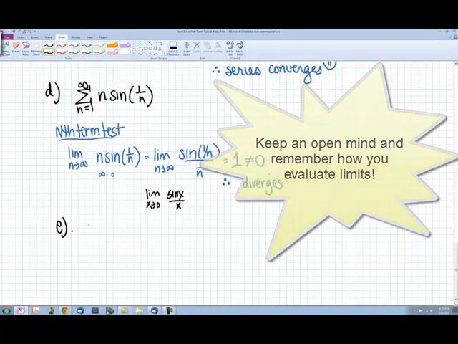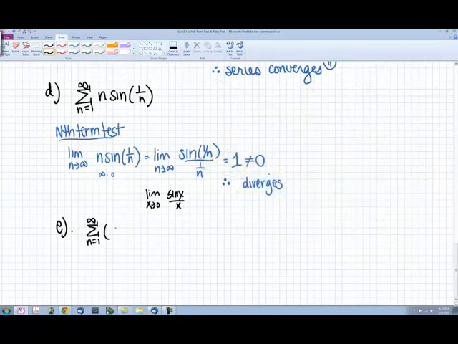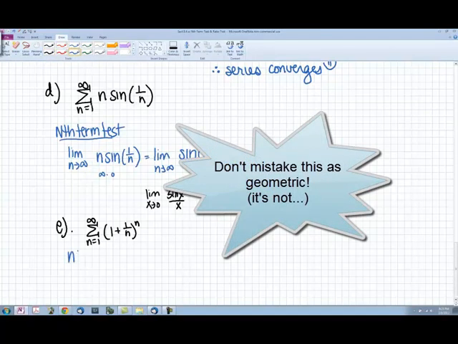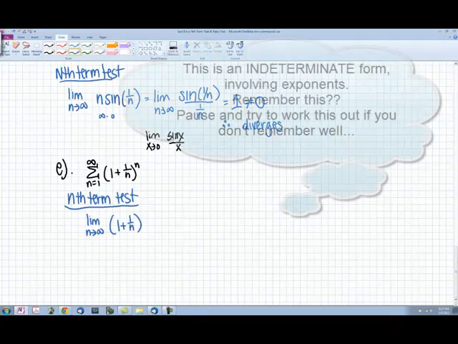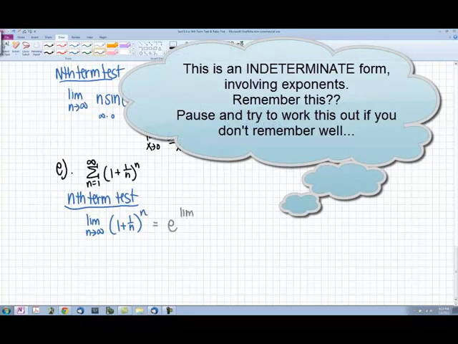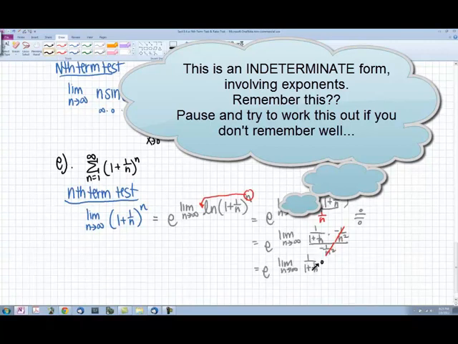Okay, we're going to do one last one, and it's going to be the sum from n equals 1 to infinity of (1 plus 1 over n) to the n. This is not geometric, so again, let's take a look at the nth term test, and that means we need to take the limit as n approaches infinity of (1 plus 1 over n) to the n, which is e to the limit as n approaches infinity of ln of (1 plus 1 over n) to the n. So this limit equals 1, so our answer is e to the 1.